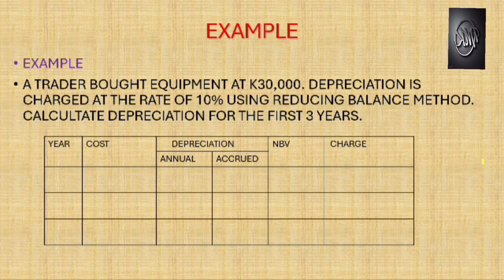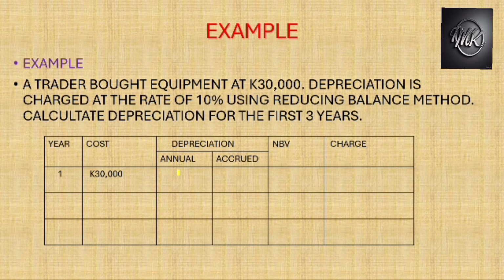the table. How do we use the table? Let me explain. It should have the year column, the cost, depreciation divided into annual and accrued, the net book value, and the charge. According to this example, in year 1, the original cost is 30,000 kwacha. Now, we have not yet determined the annual depreciation, the accrued, the net book value, so we don't write anything here until we have ascertained the annual depreciation by showing some calculations under the charge column.